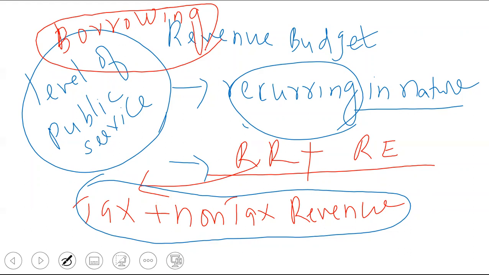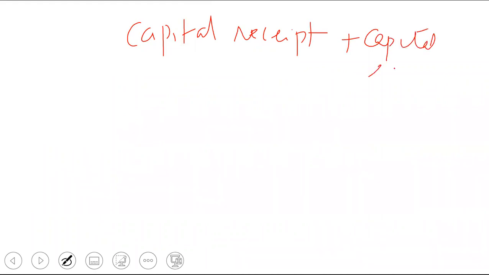Capital budget consists of capital receipt and capital expenditure. Underline: capital receipt and capital expenditure.